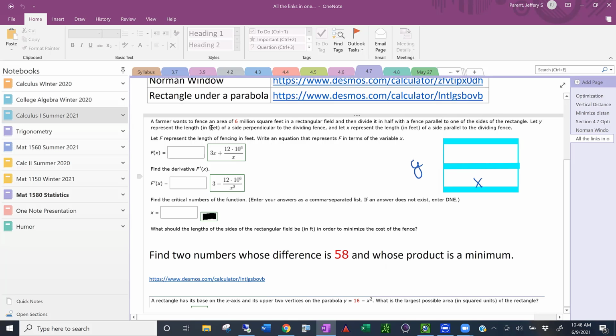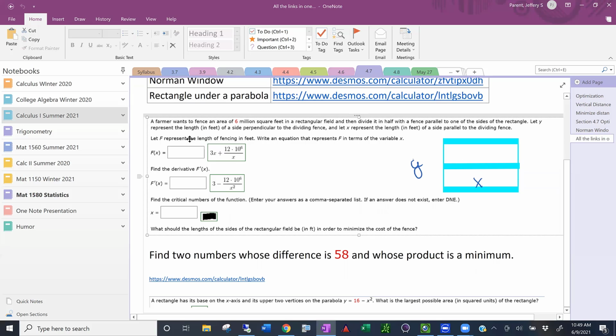So a farmer wants to fence in 6 million square feet in a rectangular field and then divide it in half with a fence parallel to one of the sides. Wow. That's kind of crazy. So what's going on is you've got this rectangular field that's going to enclose 6 million feet. And then you're going to say, oh, you know what? I'm going to divide that in half. So you're going to put that line through there. So if you can get all that out of reading this, then hey, power to you. That's really good.